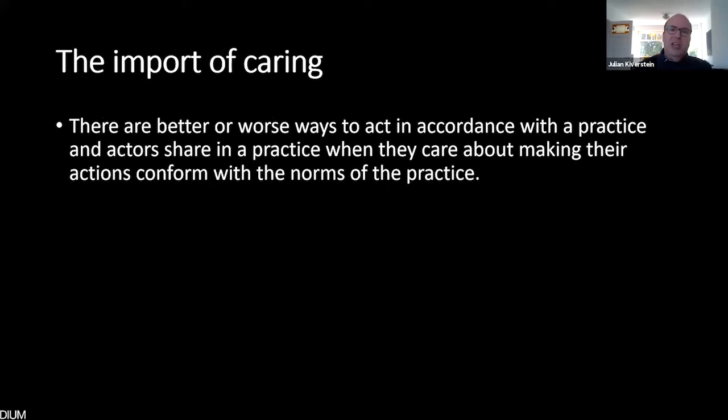Now, could they have it in the future? Possibly. We can talk about that in the discussion. But deep learning networks do not currently have this kind of background understanding because they don't give a damn.